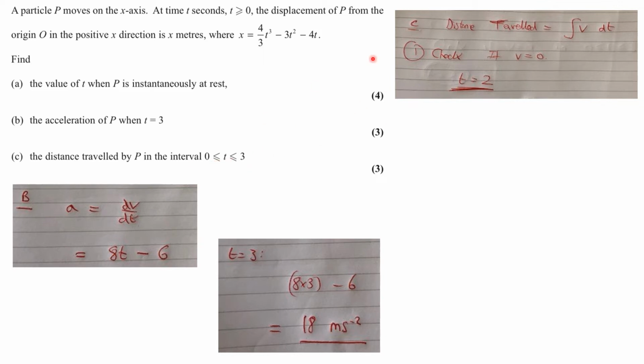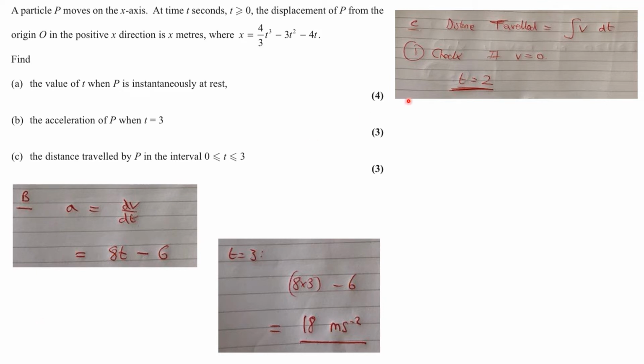When we work out the distance traveled, like I've got up here, it is the integral of velocity between 0 and 3, but you're going to have to split up the integral if there's a value in between when it's at rest. So I cannot integrate from 0 to 3. I have to integrate from 0 to 2 and then from 2 to 3 separately.